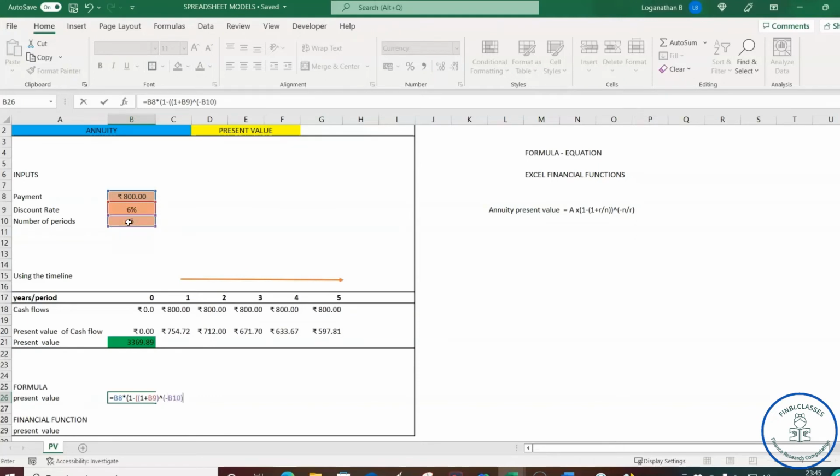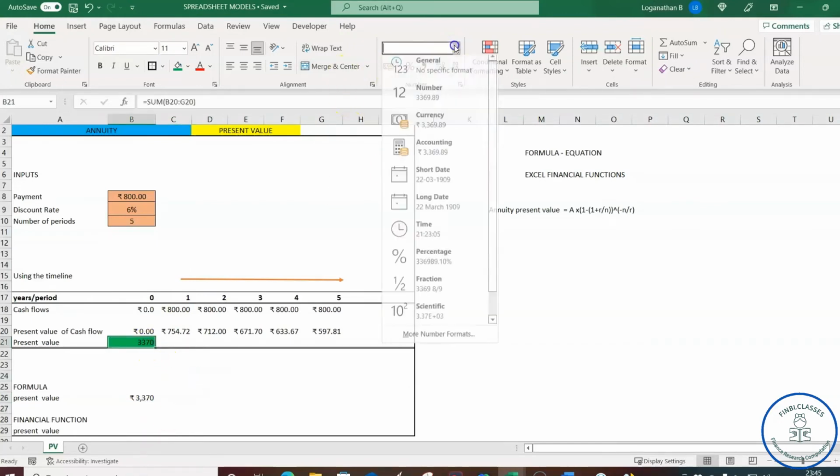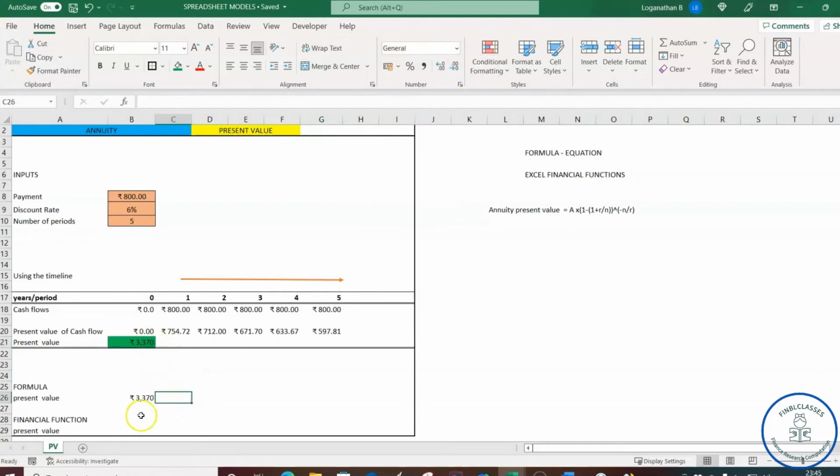Then close the bracket, once again close the bracket and divided by R. Okay, so R. So discount rate is 6%, B9. Then I press enter. So you find you're getting 3370, right? So I just reduce the decimal. You find we're getting 3370. So we're getting the same value called 3370.